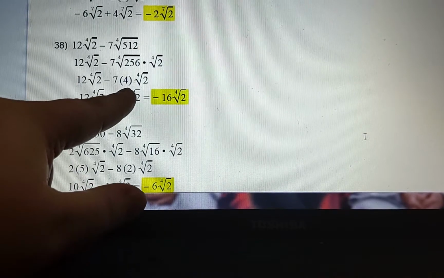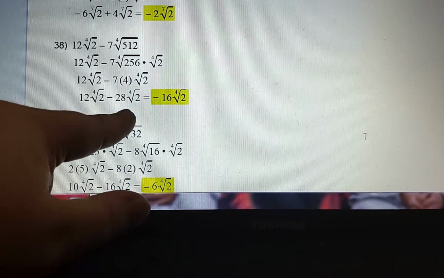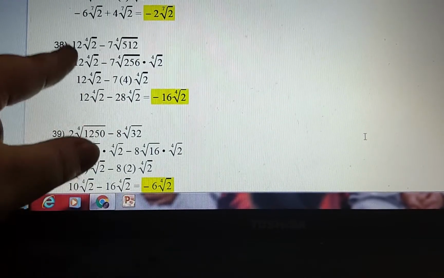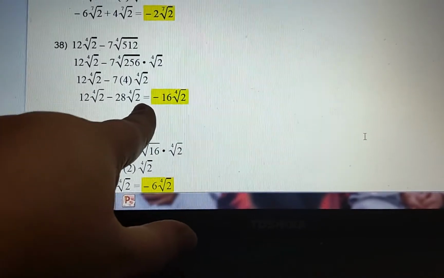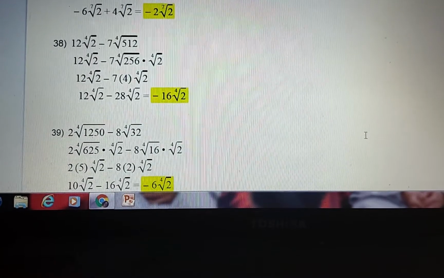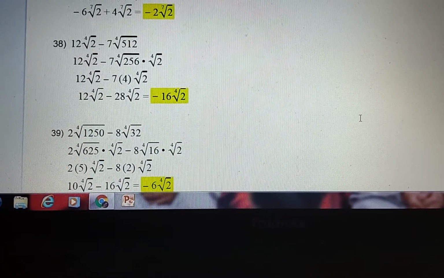So it becomes 4. Multiply the 7 and the 4. You get negative 28. Notice I've just brought all these down. So now this is my new problem. And I get negative 16 to the 4th root times 4th root of 2.